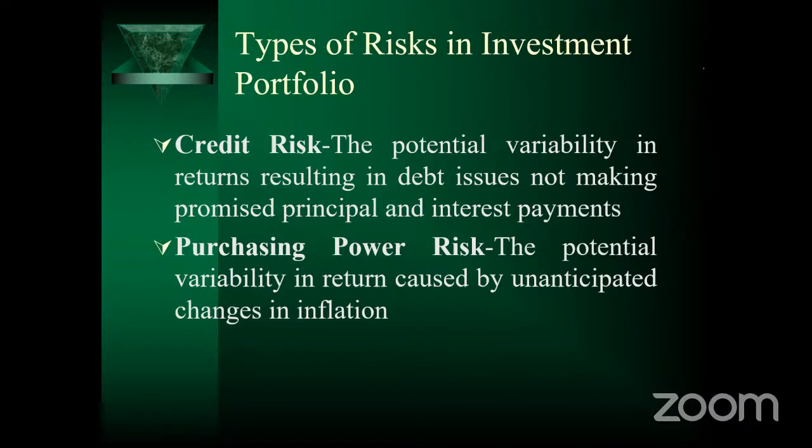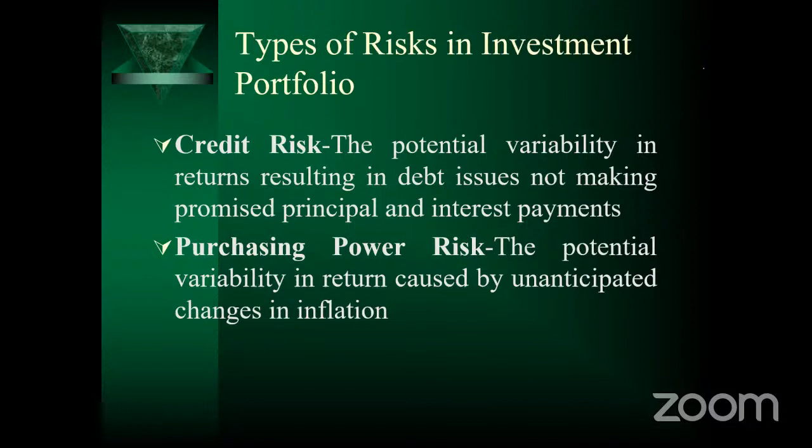First one is credit risk. So what is credit risk? The potential variability in returns resulting from debt issued not making promised principal and interest payments. You have already issued debentures or debt instruments, and you have promised that you will refund the principal as well as interest after a certain period of time, but you are unable to pay. So there will be variability in return. That is the credit risk.